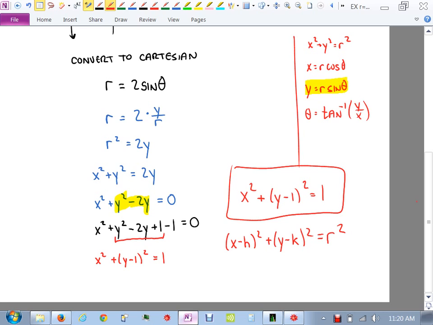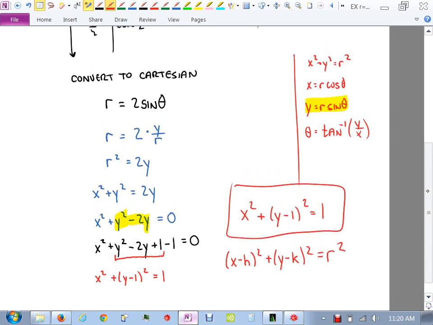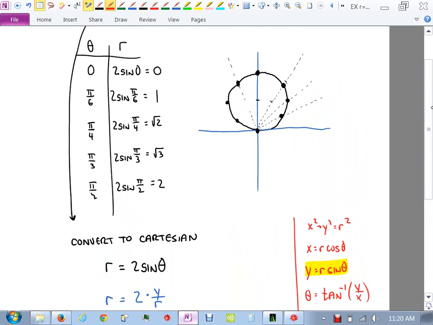So if you go back up to that circle, the center of that circle is where? (0, 1), and its radius is 1. So that just confirms that it is what it was looking like it was going to be. But like I said, it's not always easy to convert from polar to Cartesian.